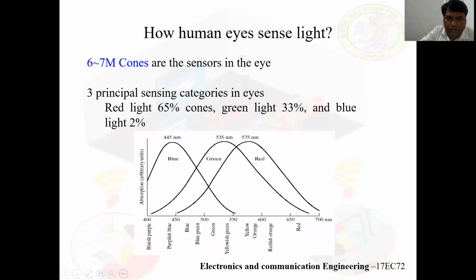Here you can see the range of recognition, that is blue is recognized at 445 nanometers, green at 535 nanometers, and red at around 575 nanometers up to 700 nanometers. The highest peak is at 535 nanometers, with 445 for blue.